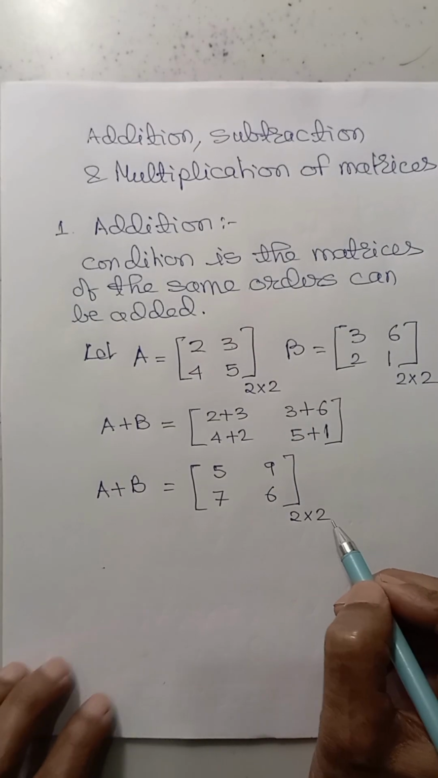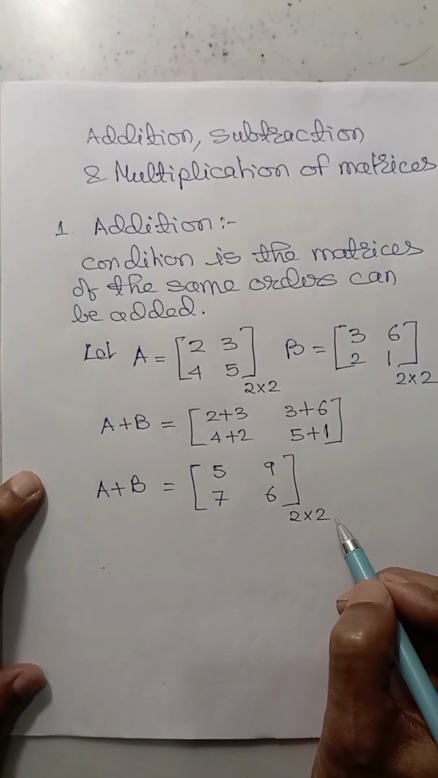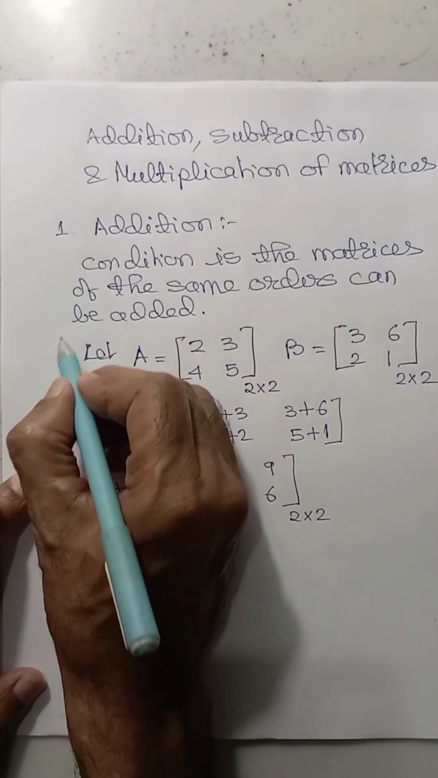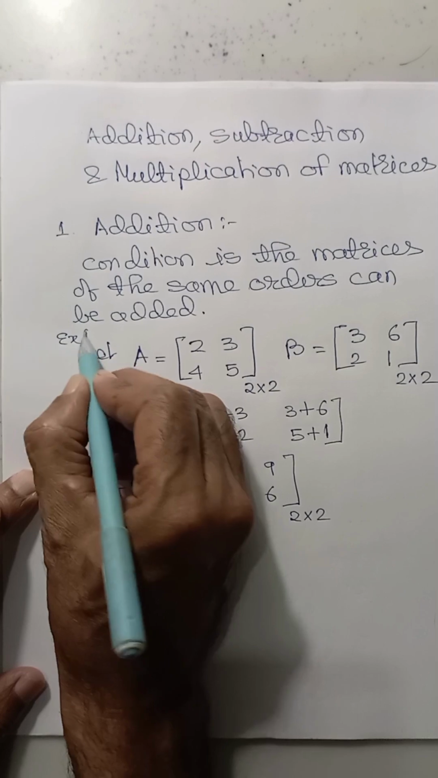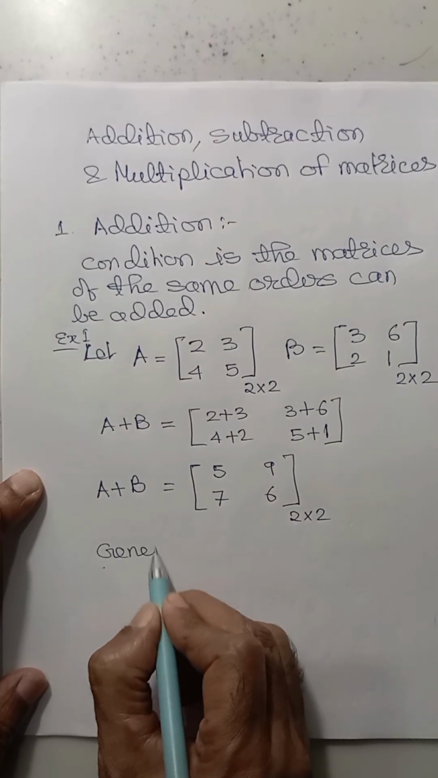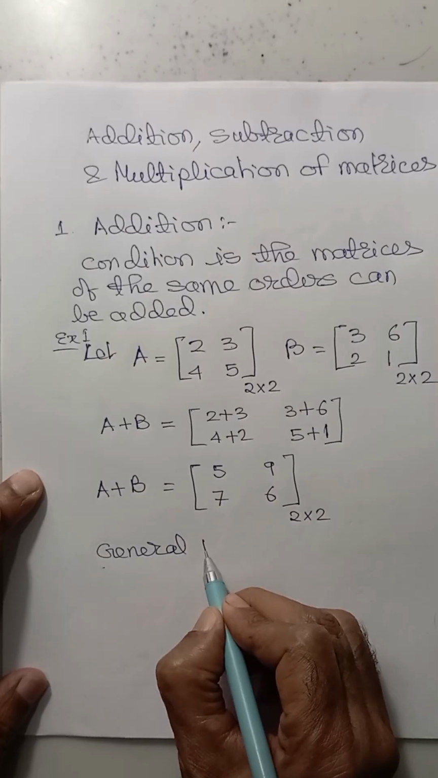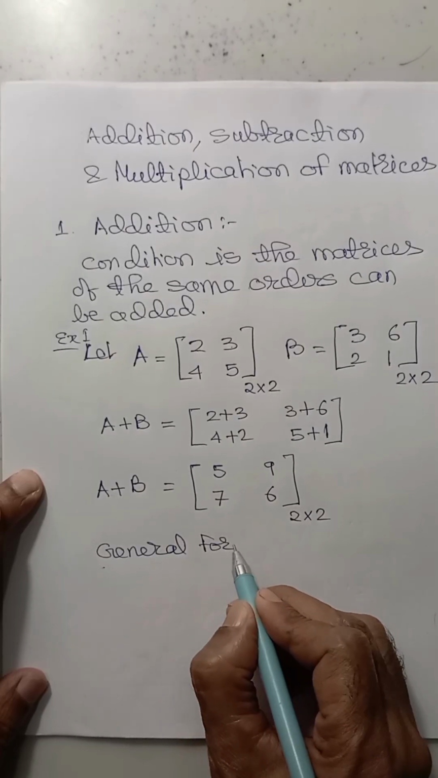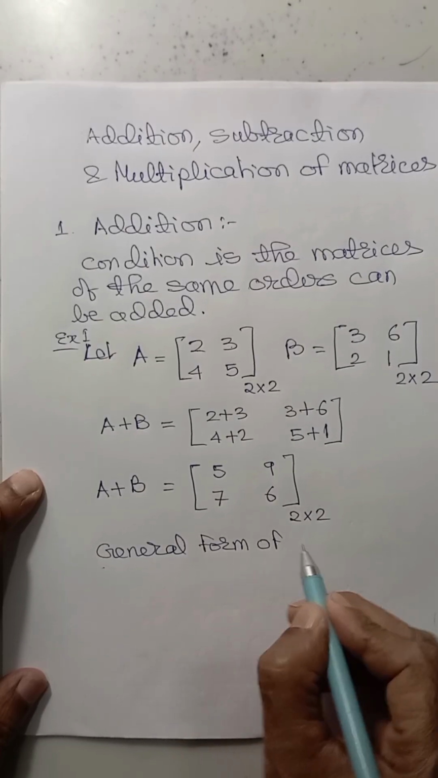So this is the addition. Let us add matrices of a different order. This is example 1. So general form of addition.